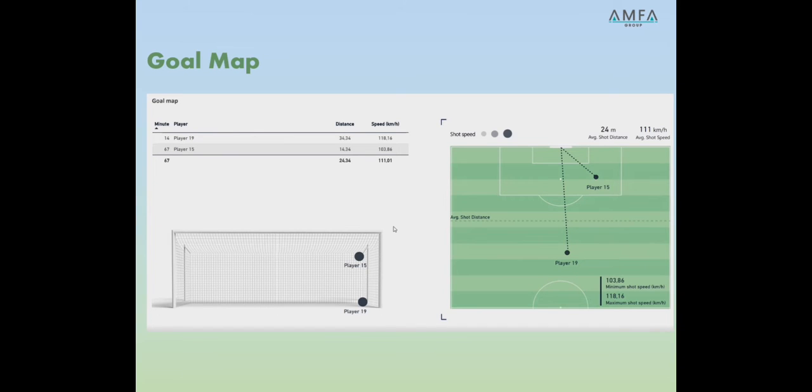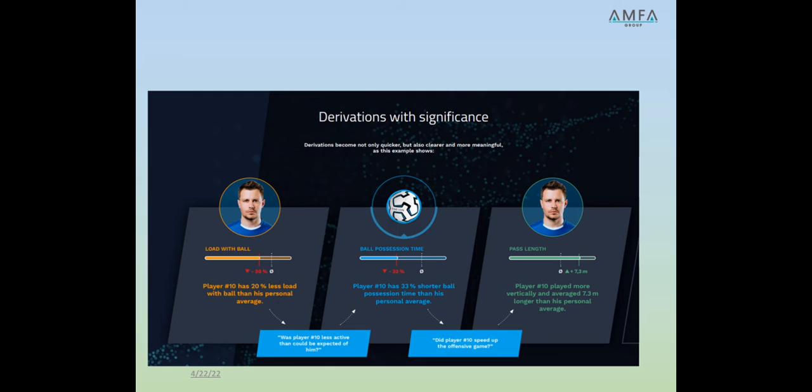What's the goal map from a distance? What is a goal map? What's the strategy? What's the sharpness, the shots on target? This can be measured. What's the speed at which it is shot? So the deviations with significance can be measured. As we have seen, the load with the ball and the pass length can be measured, and the ball possession time of each individual and the team can be measured.